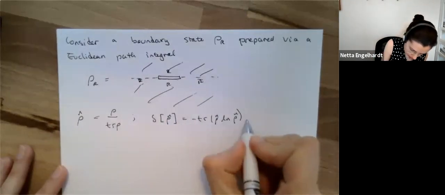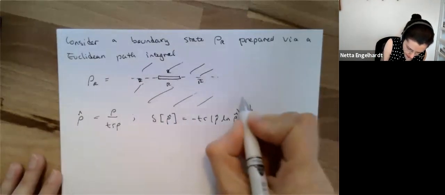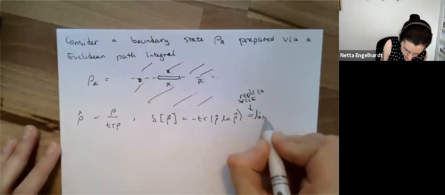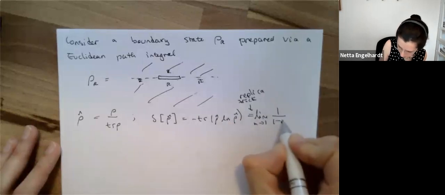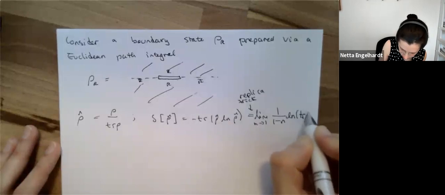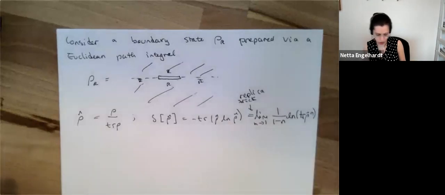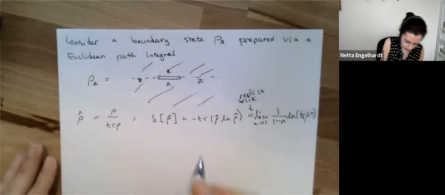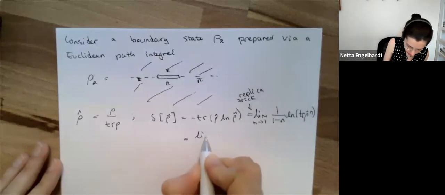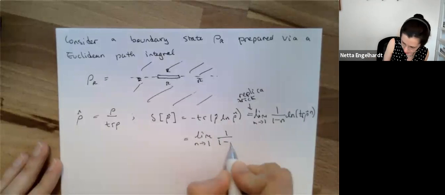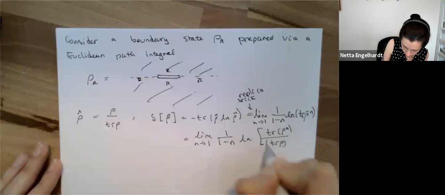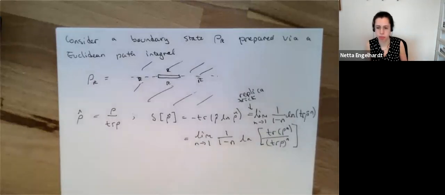And this we can represent using the so-called replica trick. This is just a trick for rewriting this: the limit as n goes to 1 of 1 over 1 minus n, log of trace rho to the n. Again, this is just a computational trick, which is incredibly useful, maybe more useful than it has any right to be. And in terms of the unnormalized state, we can write this as 1 over 1 minus n, log of trace rho to the n over trace rho raised to the power n. Okay, so we haven't done anything with AdS/CFT yet, but we are getting there.